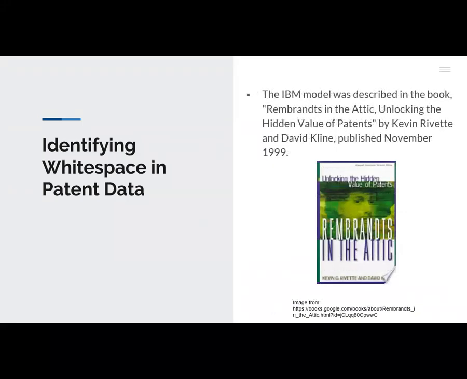The IBM model and many other examples of monetizing patents using white space was famously described in the book Rembrandts in the Attic, Unlocking the Hidden Value of Patents by Kevin Rivette and David Kline. This book was published in November 1999, and I venture to say that most patent practitioners had, or perhaps still have, a copy of this book on their bookshelves.